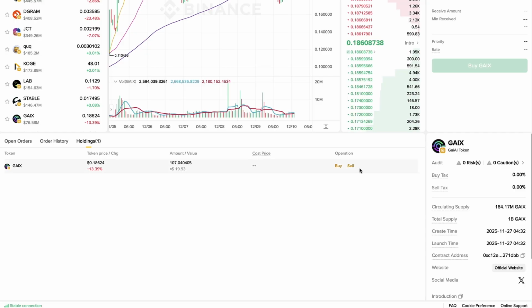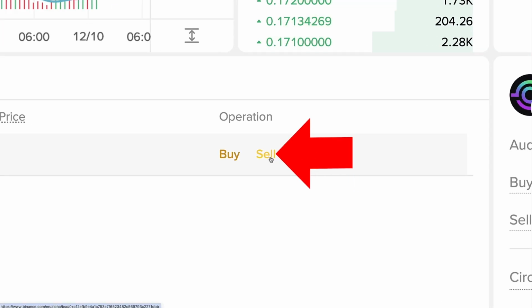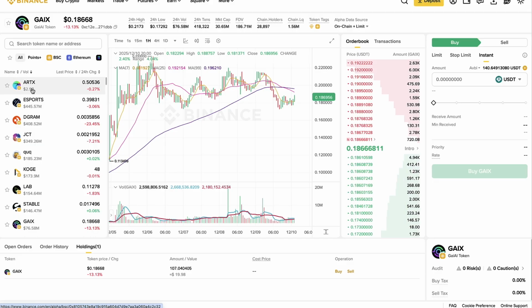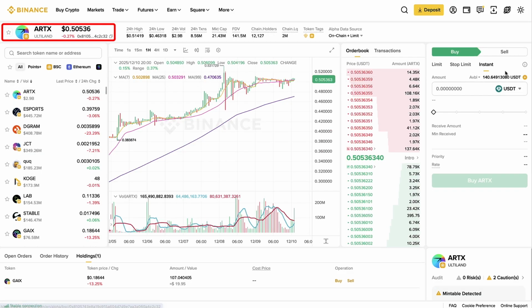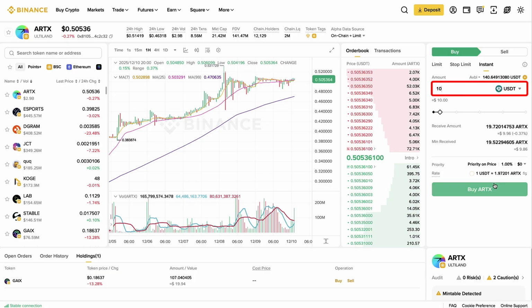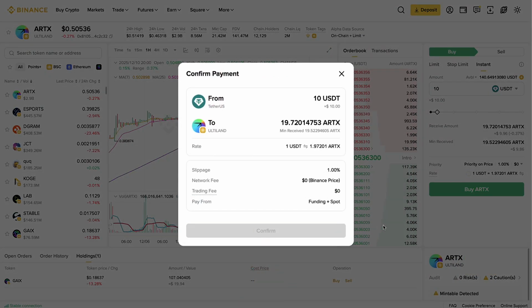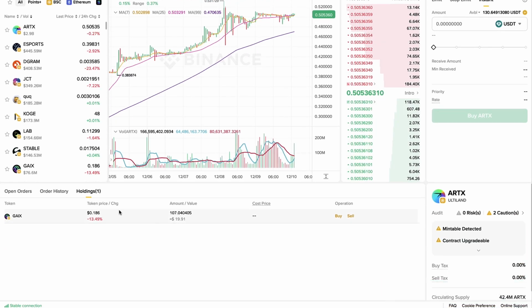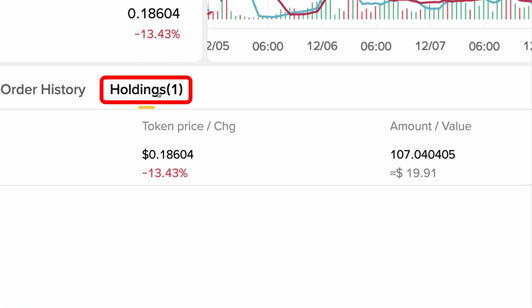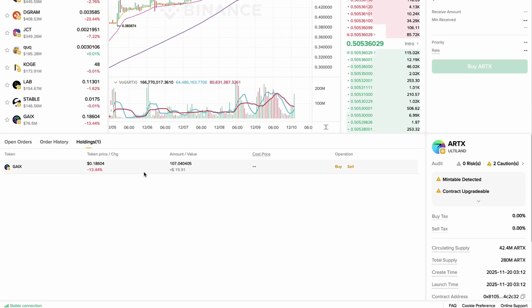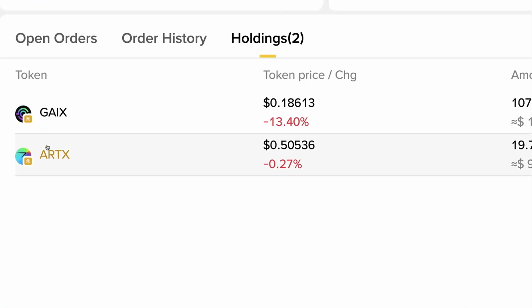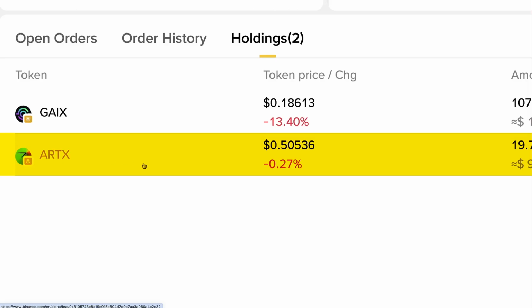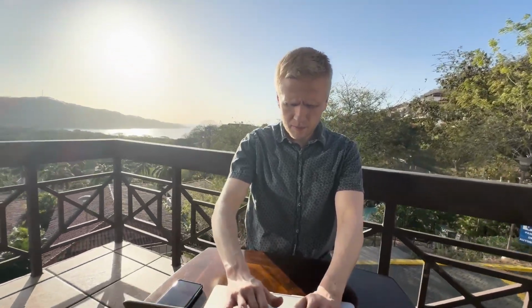Now if I want to sell it, I can click here of course for sell, or I can continue to take a look at other coins. For example here ARTX. Let me just show a quick example with this one. $10, buy ARTX, click here confirm, and you can see it was created, and now it will typically take a few seconds and ARTX will show up in my holdings right here. And you can see here just after a few seconds it showed up here. And now let me show you the main risks and things to consider when trading on Binance Alpha.